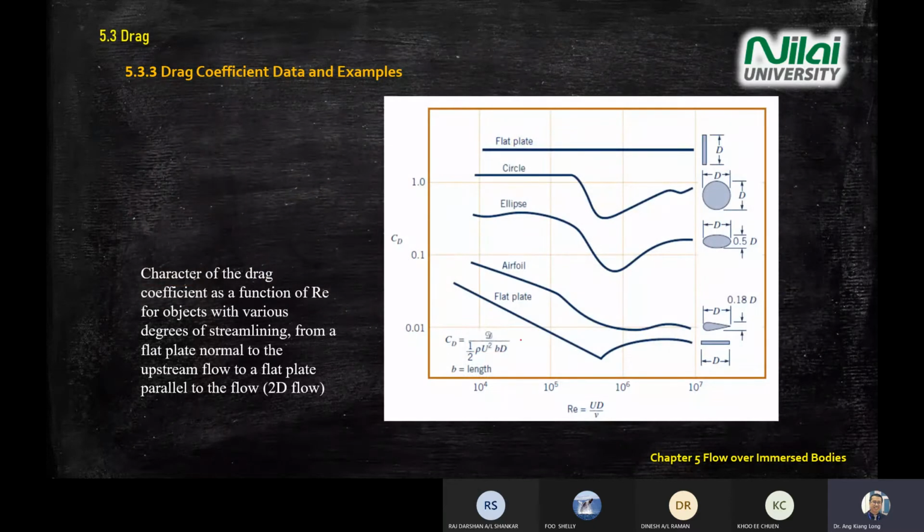This is more on the CD versus Reynolds number with different shapes. As you can see here, if you have a flat plate not parallel but normal to the flow, you will see the CD is very, very high. And as you change the shape, the line will drop, right? The smallest one is the flat plate that goes parallel to the wind, along the flow. So this is also a very important chart.